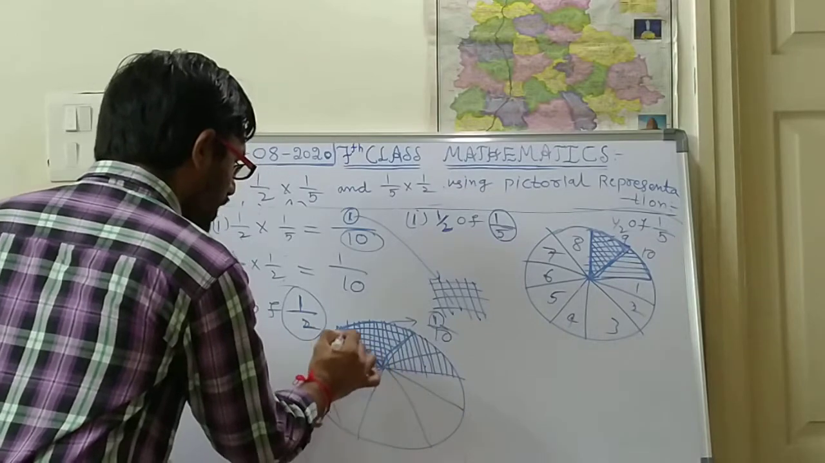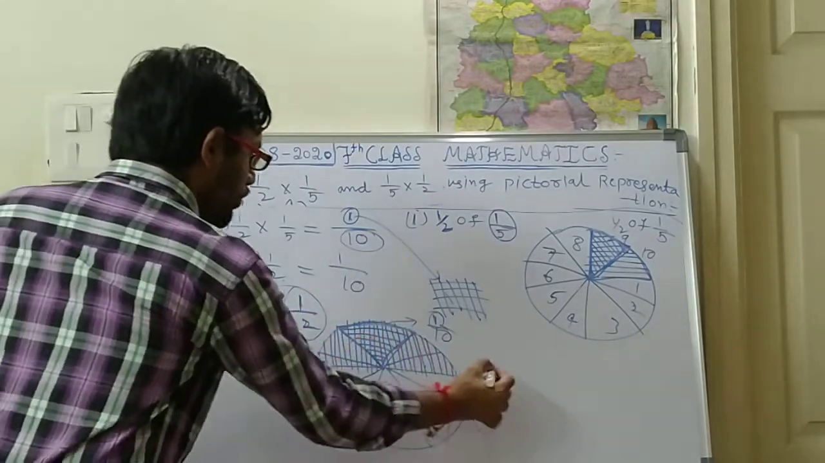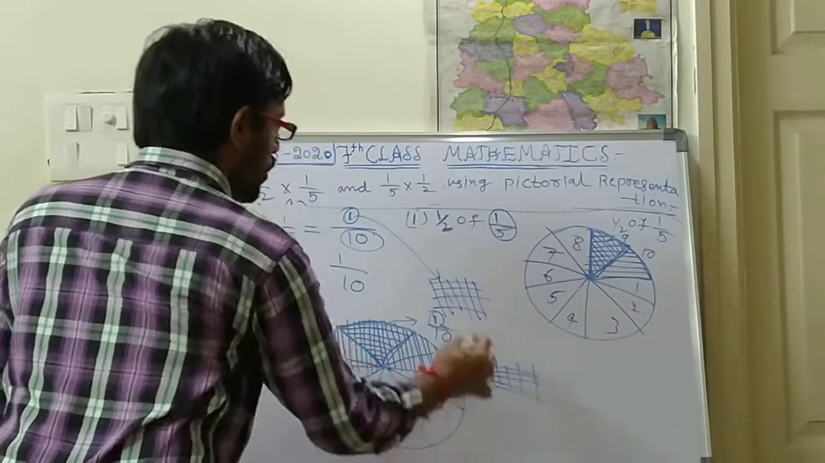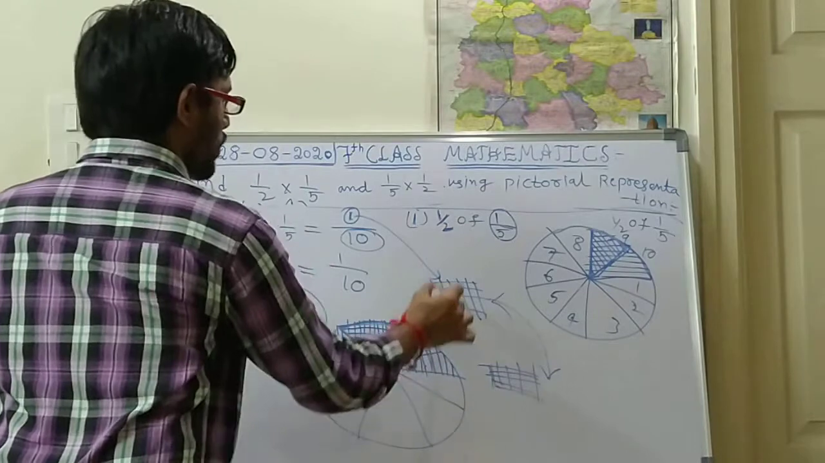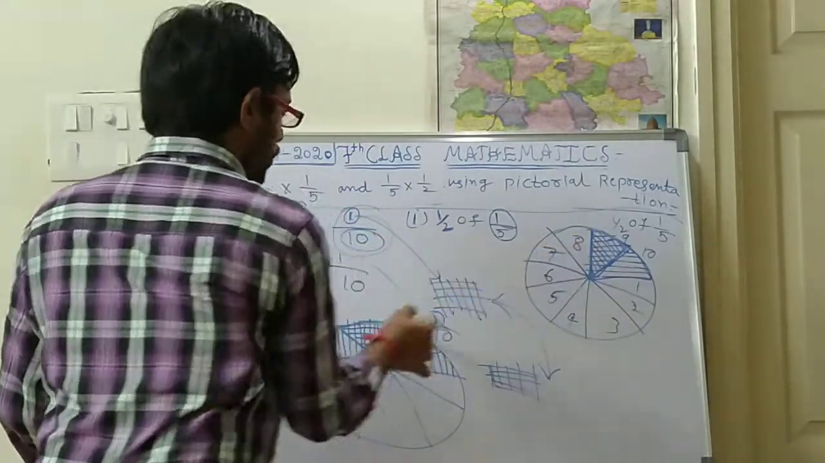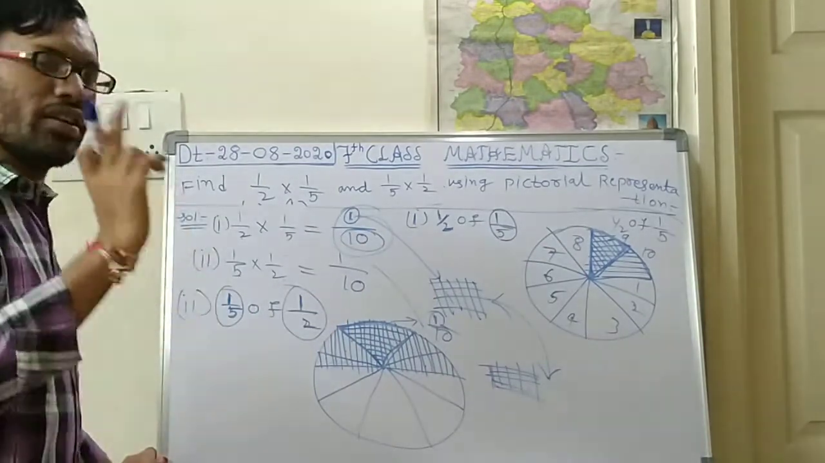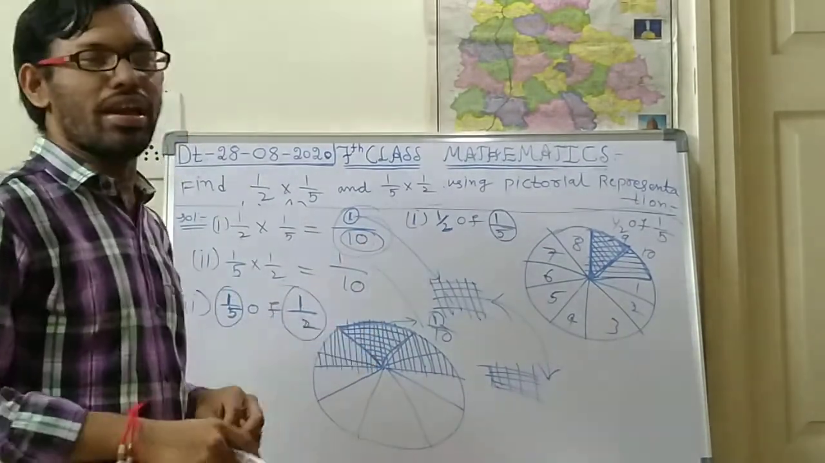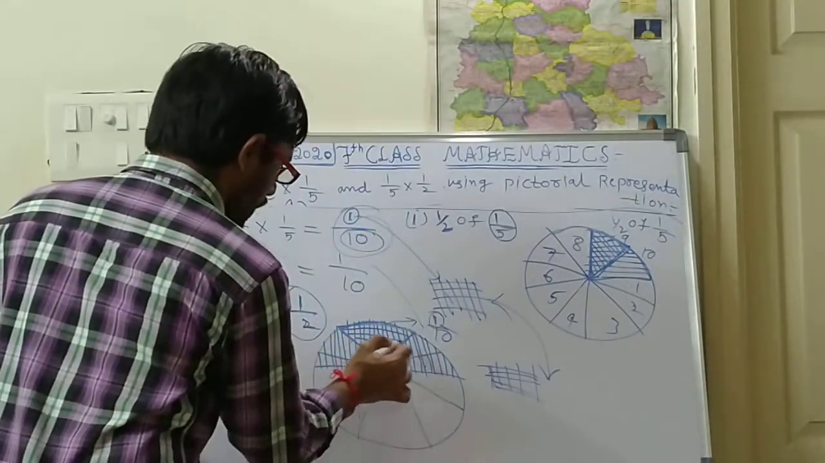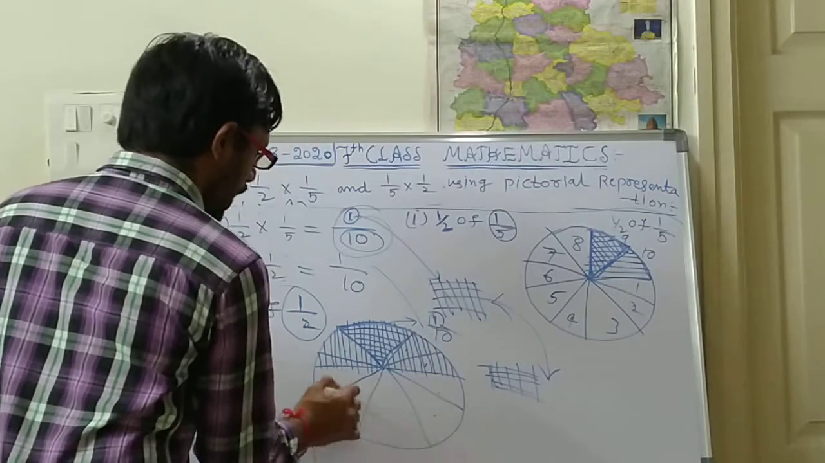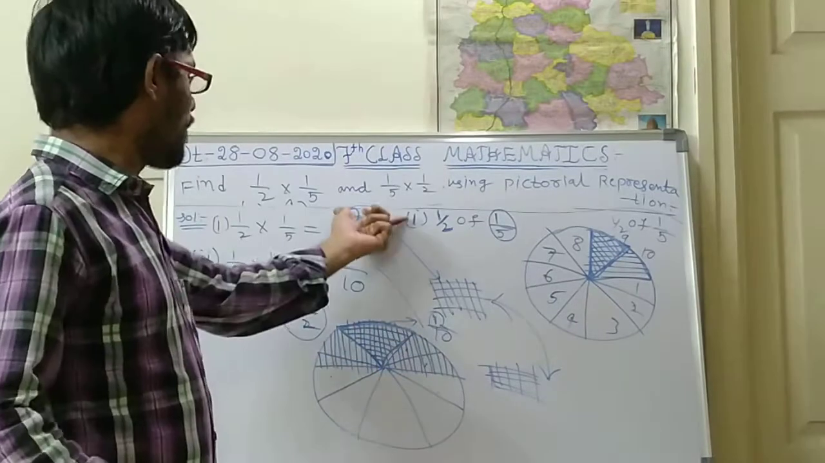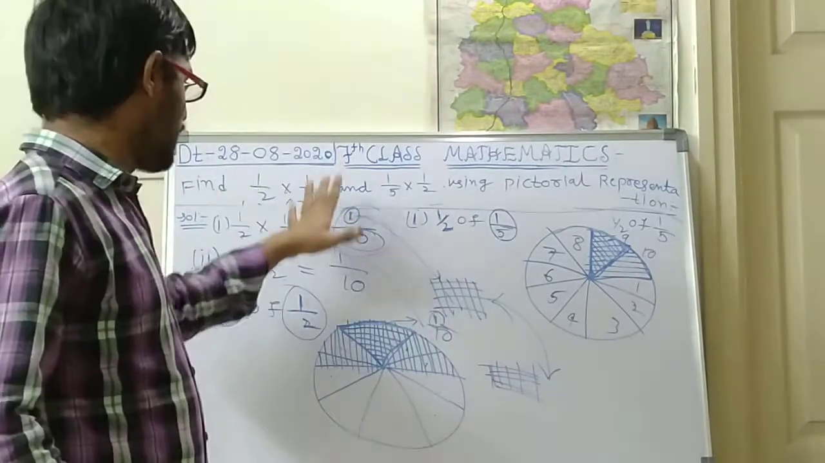Only one region I have shaded as a common part. In only one region there are cross lines and there are down lines. So both are equal. Is it right? So the result is also equal, and both are only common lines. Only one region is there as a common region. If you count here also, there will be 10 parts: 1, 2, 3, 4, 5, 6, 7, 8, 9, 10. Is it right, children? So now both are equal. So 1/10 is equal to 1/10.